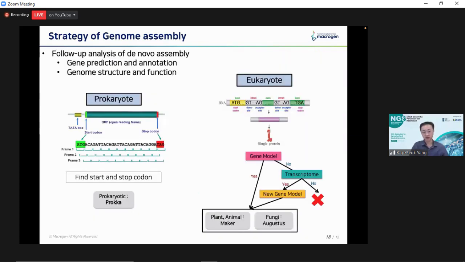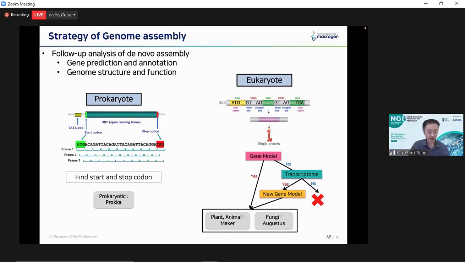And after the genome assembly is done, we usually do the follow-up analysis of the de novo assembly. Two important things: we find what kind of genes this genome has, and we can annotate the genes from the reference sequence. And we can also come up with the genome structure and functional analysis with the bioinformatics pipeline and all the databases we can pull.